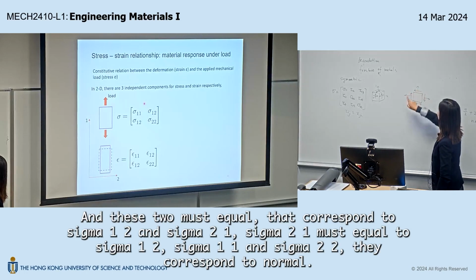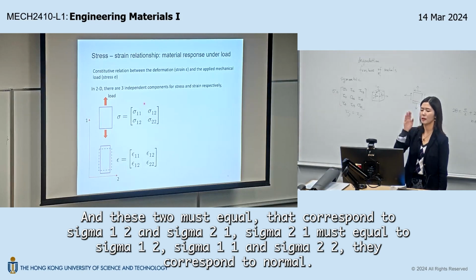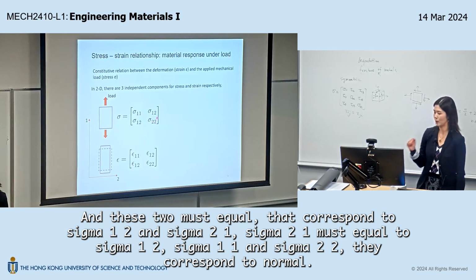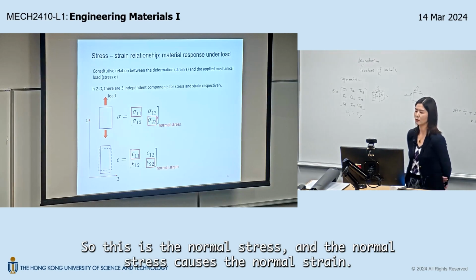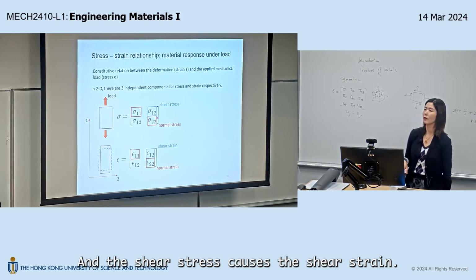And these 2 must be equal. They correspond to sigma 1,2 and sigma 2,1. Sigma 2,1 must equal sigma 1,2. Sigma 1,1 and sigma 2,2 correspond to normal stress. Okay? So this is the normal stress, and the normal stress causes the normal strain. And the shear stress causes the shear strain.